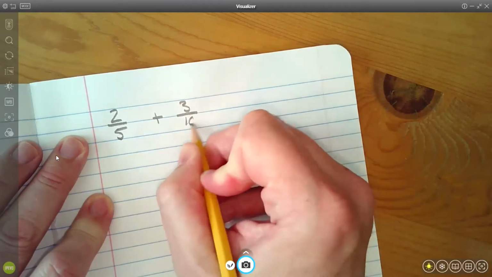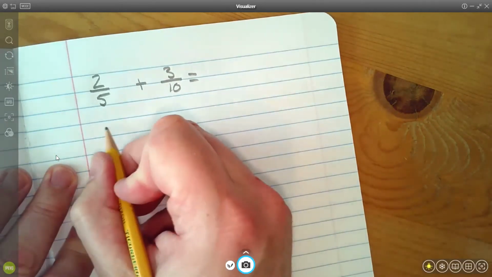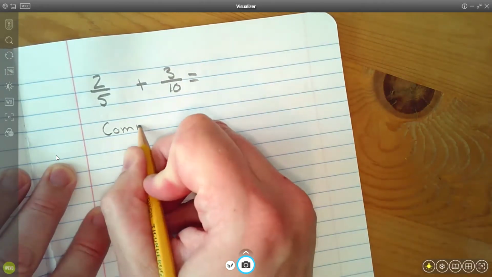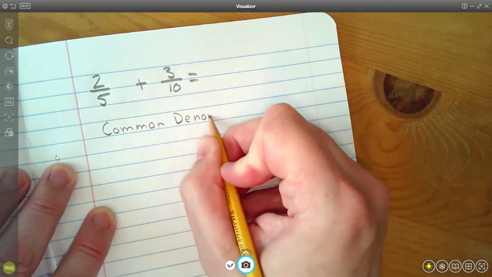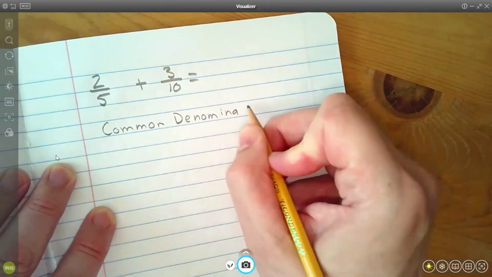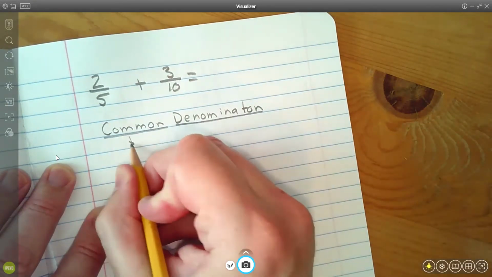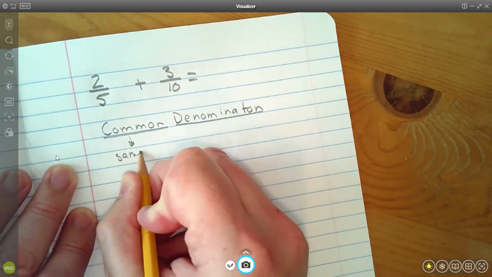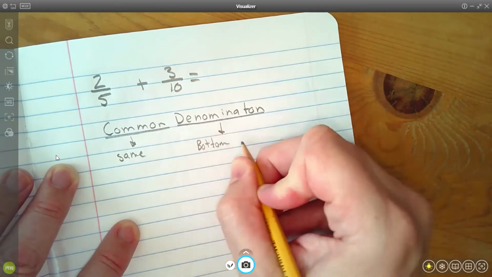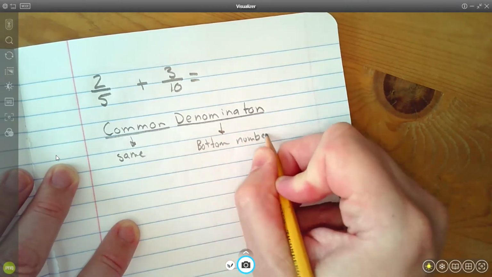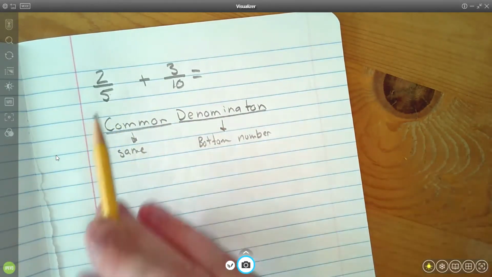And I'm spreading it out a little bit this time because I'm going to use a little bit of paper for this. So now we need to talk about common denominator. Common meaning same. Denominator meaning bottom number. Our lives are way easier if the bottom numbers are the same. We can add and subtract, no problem. But these are not the same.